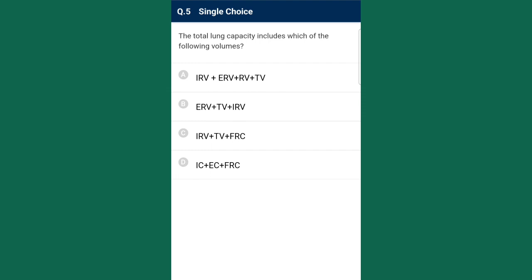Question number 5. The total lung capacity includes which of the following volumes? The total lung capacity includes inspiratory reserve volume, expiratory reserve volume, residual volume and tidal volume. So the answer for this question is option A.